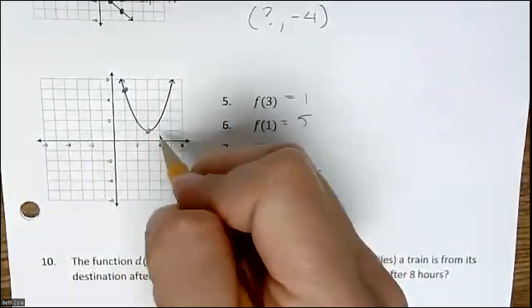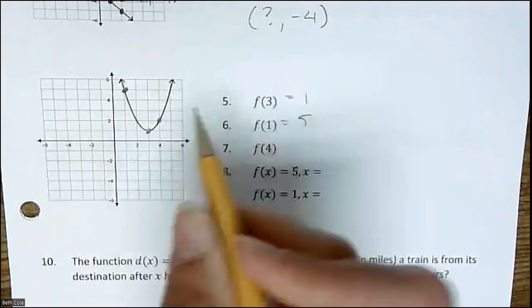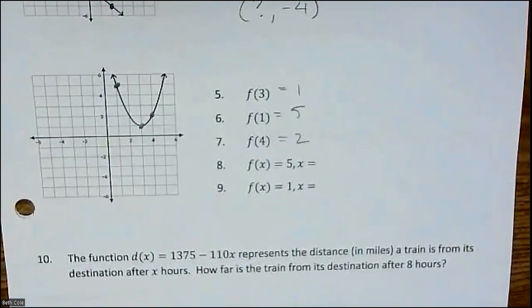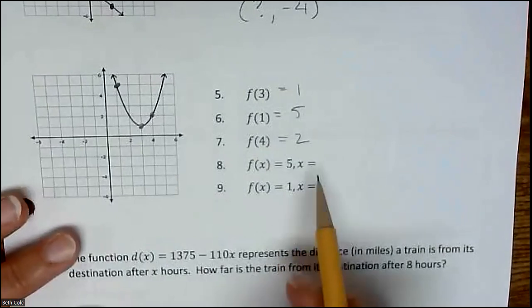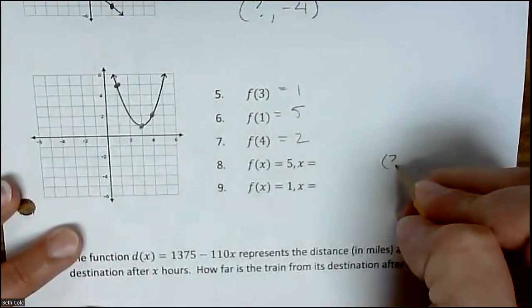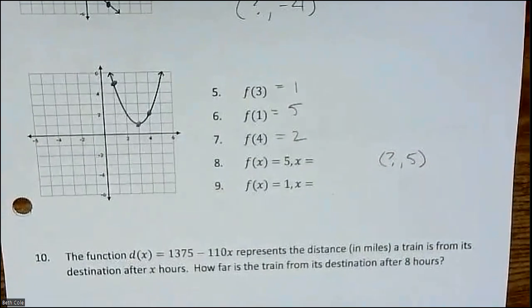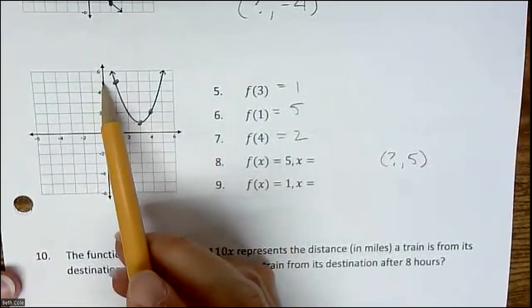And then do 4. Find the point 4, comma, something. 2. Perfect. Now these ones are backwards. That's a little tougher. For this one, you're looking for the point something comma 5. You want something, whatever that something is, comma 5, the X value. So you find 5 on your Y axis.